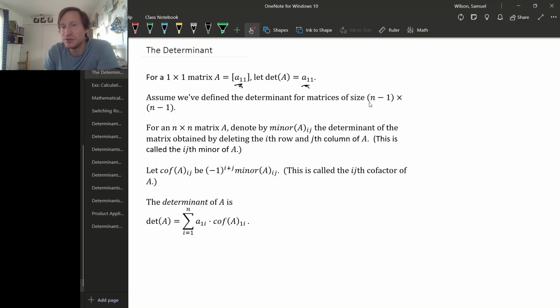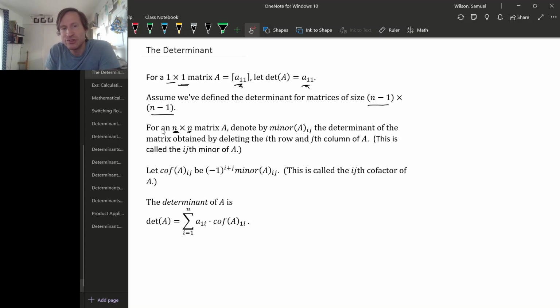So now what we're going to do is assume we want to define the determinant for size n by n, and assume we've defined it for smaller sizes, right? Since we've defined it for 1 by 1, the next size would be 2 by 2. So we'll use the 1 by 1 definition to define 2 by 2, and then we'll use the 2 by 2 definition to define the determinant for 3 by 3, and so on. And when that infinite process is done, you have a formula for the determinant of any size.